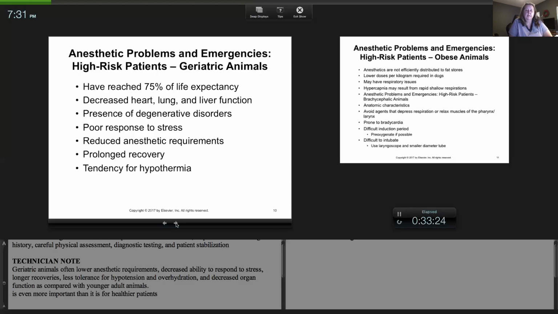But I want you to burn this into your head: age is not a disease. Age is not a disease. A lot of people are afraid. A lot of clients say, I don't want to get a dental done on my dog, he's too old for anesthesia.